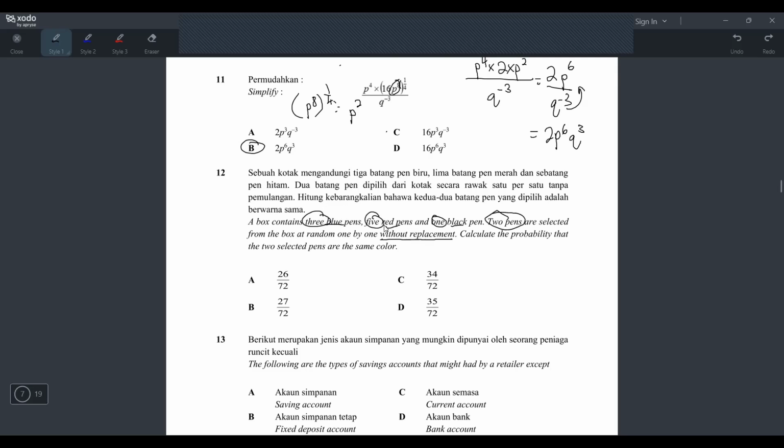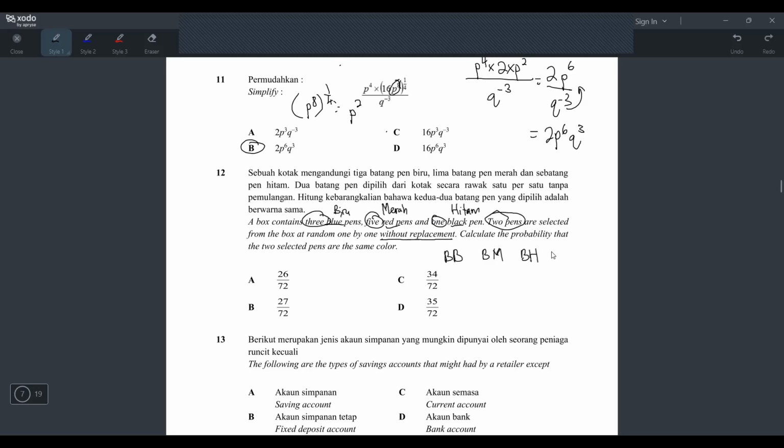So we have blue pen, red pen, and black pen. But I take two pens, right? So I might end up with blue, or maybe blue, red, or maybe blue, black. Okay, let's use Bahasa Melayu. Biru, merah, hitam. Because black and blue both start with B, right? So that's why I use Bahasa Melayu. So I might end up with biru, biru. Okay, biru merah. And then biru hitam.